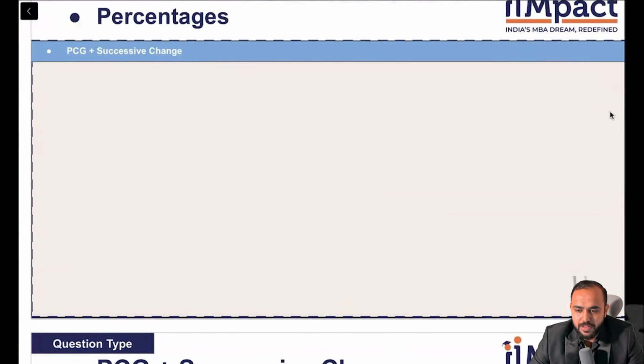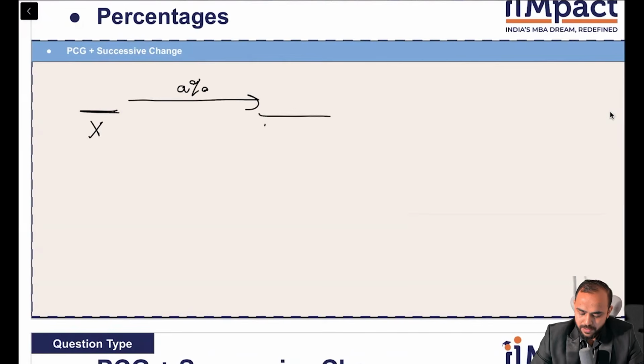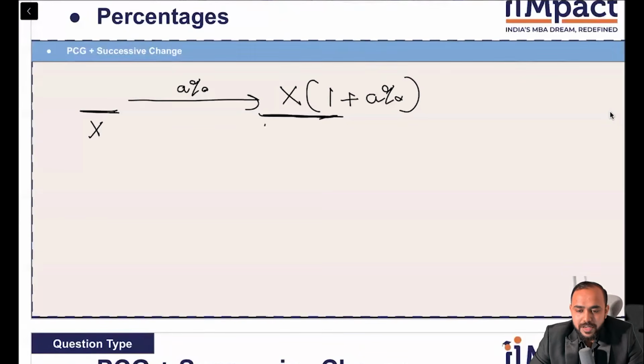Percentage changes and percentage change graph. So if this is a value x and this is increasing by a percentage, what will be the final value? The final value will be x times 1 plus a%. If it's a decrement, a would be negative, so you will put a negative value here. If it's an increment, a would be positive and this will increase. The percentage sign here stands for 1 by 100.